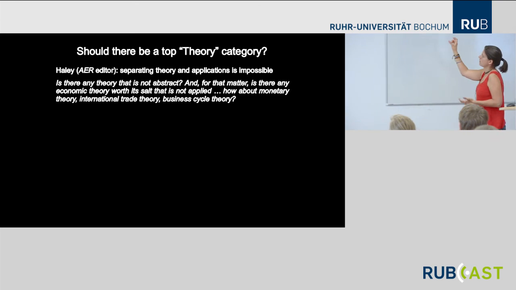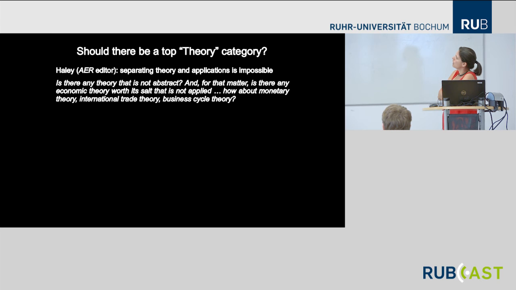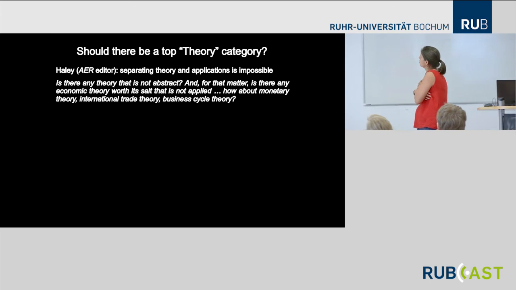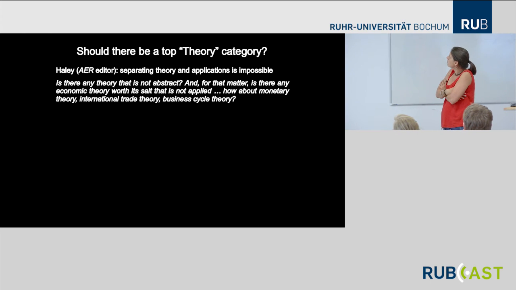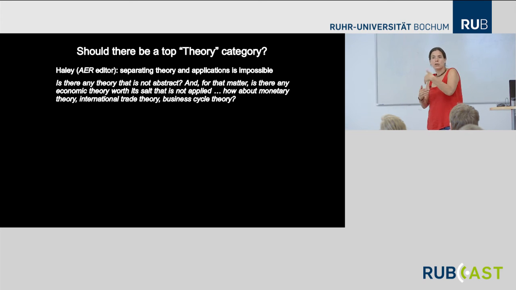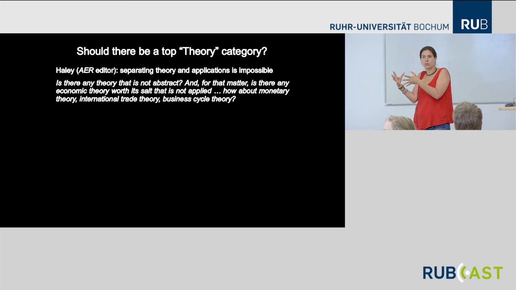It's an excerpt of a letter he sent to Machlup, saying, is there any theory that is not applied? And for that matter, is there any economic theory worth itself that is not applied? How about monetary theory, international trade theory, business cycle theory? These are theories, but they are already applied to a set of questions. In development, you need to have a theory about whether aid helps people, helps a country develop or not, okay? You do need a theory, but that theory is already always applied to a specific set of issues, okay?